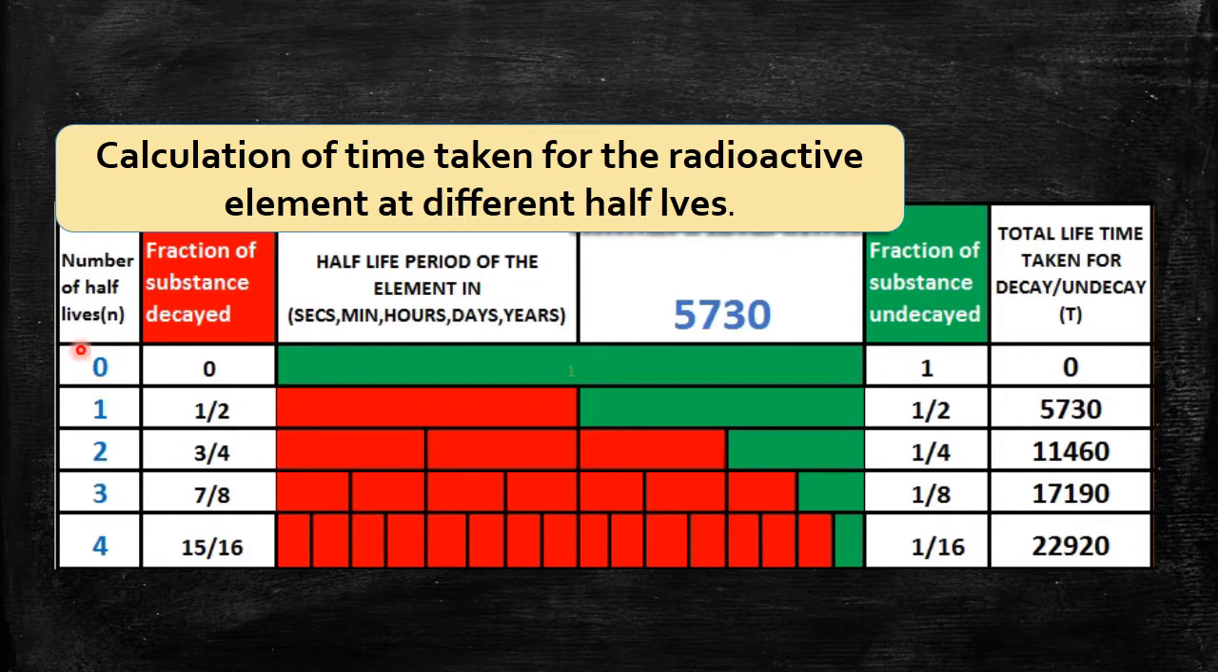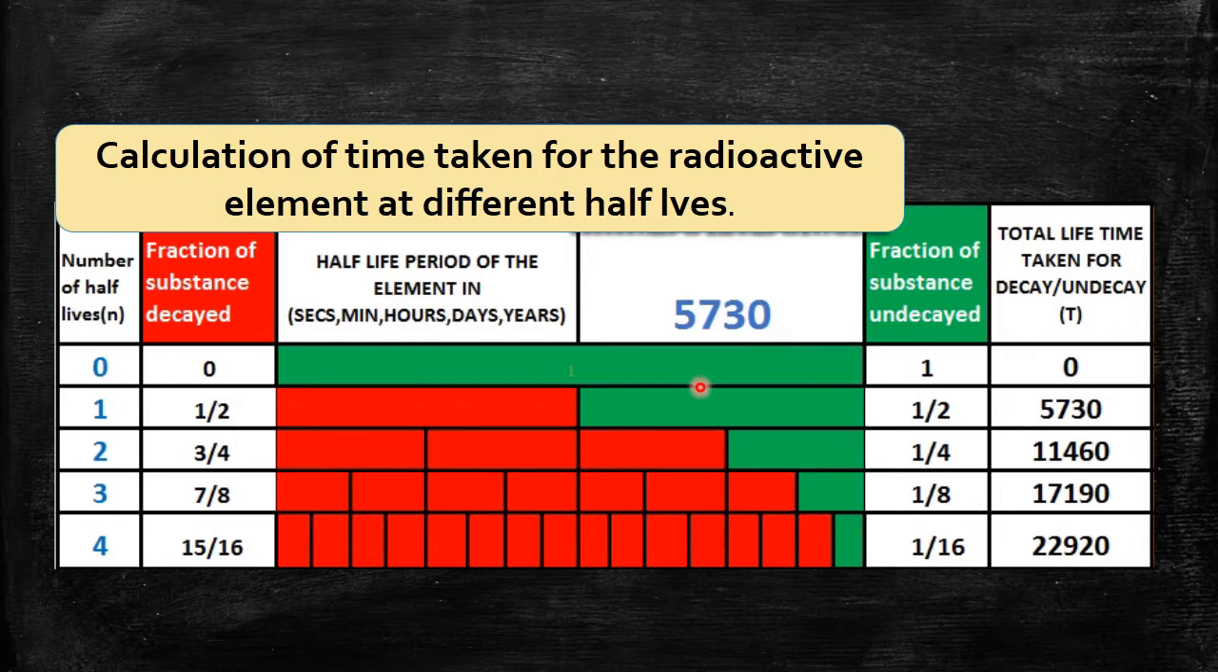0th half-life means the radioactive substance has not started decaying. That's why the entire block is covered with greenish color. The fraction of substance decayed is taken as 0 because it has not yet decayed. The fraction of substance undecayed is taken as 1 because it is fully present.